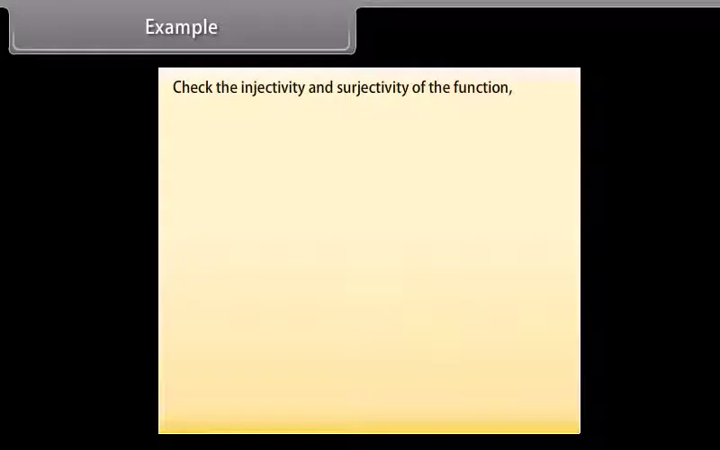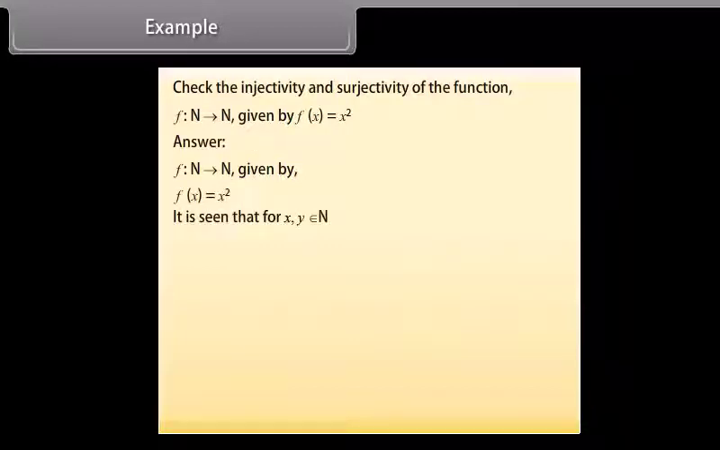Example. Check the injectivity and surjectivity of the function f from N to N given by f of x is equal to x square. Answer. It is seen that for x, y belonging to N, f of x is equal to f of y, which implies that x square is equal to y square, which implies that x is equal to y.